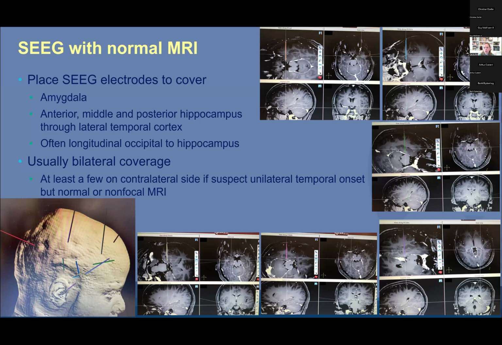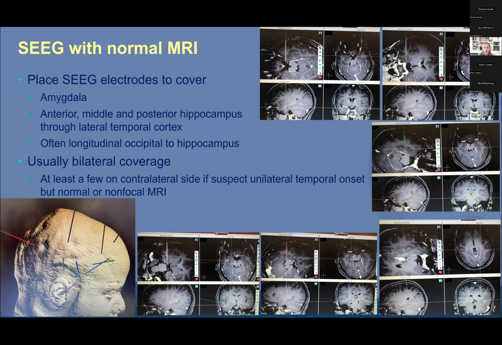We'll make sure that we put multiple SEEG electrodes in throughout the temporal lobe, making sure we get the amygdala, and then working our way back through the temporal lobe to make sure that we get several of them throughout the hippocampus. We'll also often place a longitudinal electrode through the hippocampus in order to make sure we get very good coverage of it if we can't get really good coverage from the lateral aspect.